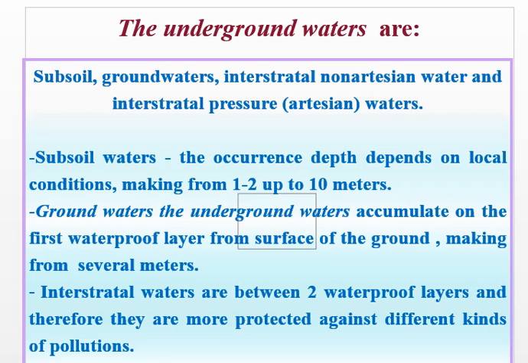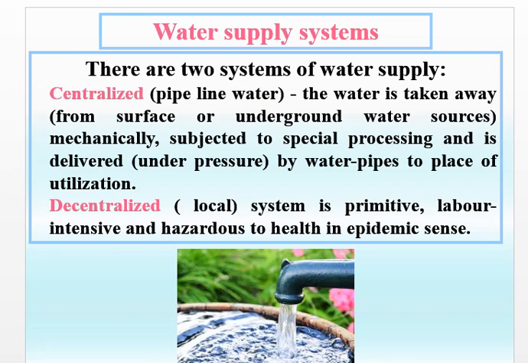The water supply of modern city and rural settlements should provide quality and quantity of drinking water appropriate to hygienic requirements, maintain a high level of public health, and avoid the risk of diseases transmitted by water. There are two systems of water supply. The first is centralized pipeline water, and the second is decentralized or local, which is used without purification, especially in rural areas.